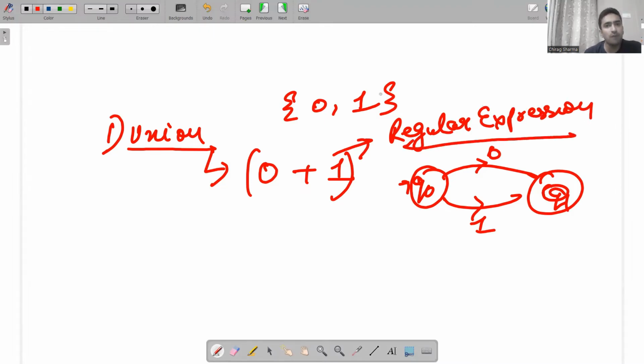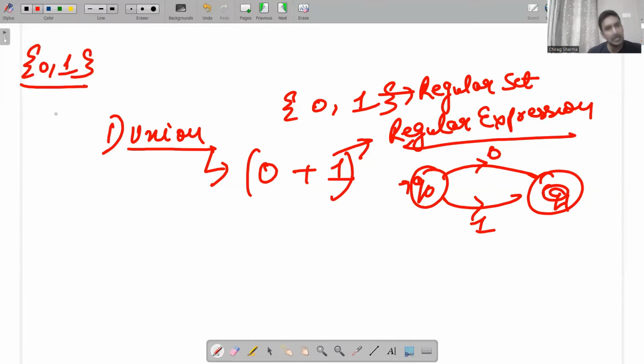What is 0 comma 1? This is the set of answer. And what is the set of answer? It is a regular set. You have two input symbols, which is 0 comma 1, and your answer is also either 0 or 1. So it means your regular set would be either 0 or 1. They are separated by comma. This is a union operation.